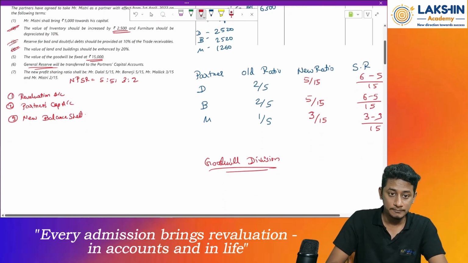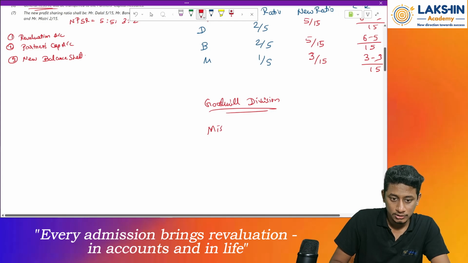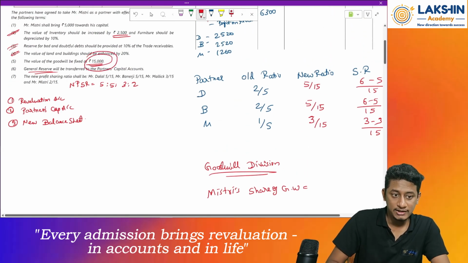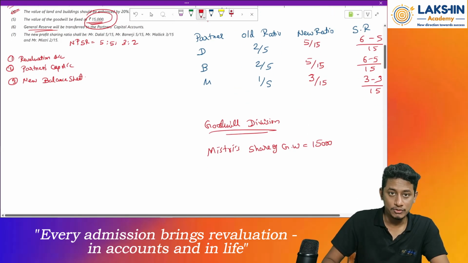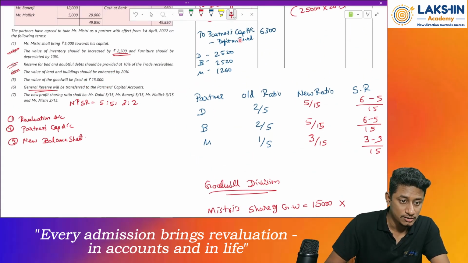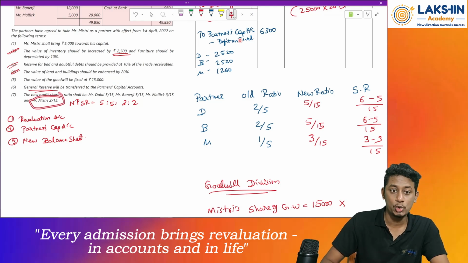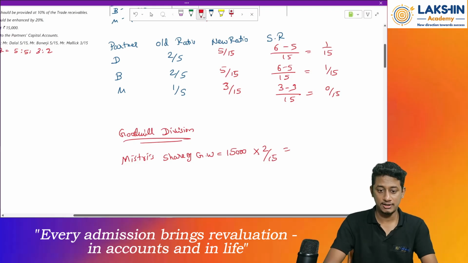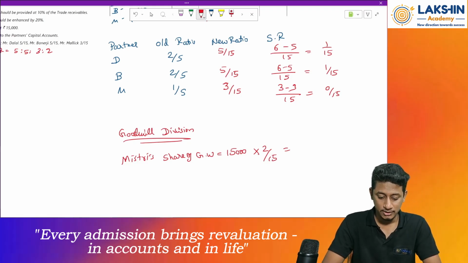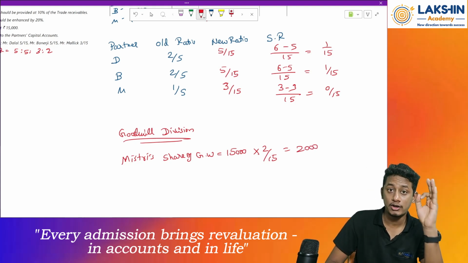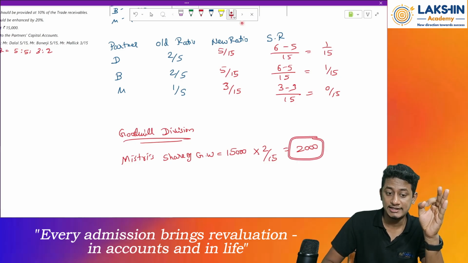So how to find that out? Mistry's share of goodwill will be 15,000, which is the firm's goodwill, into his ratio. What is his ratio? How much is he receiving over here? Mistry is receiving 2 by 15th. So 2 by 15 of 15,000 is how much? I think 2,000 rupees. So 2,000 rupees is the share of goodwill that is to be adjusted with Mistry's account.